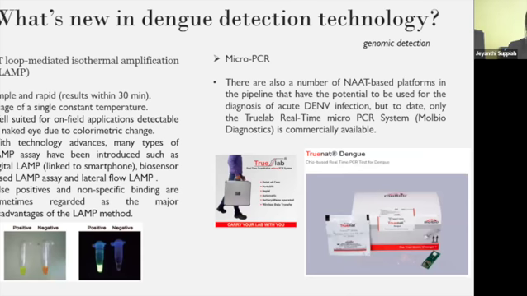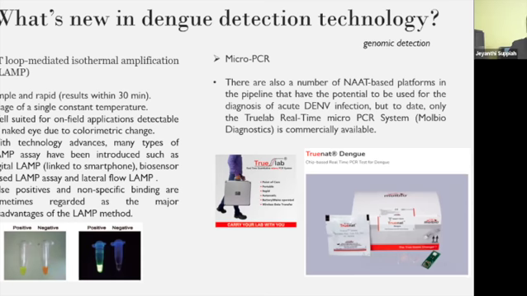And with technology advances, now LAMP has been upgraded, where it has been introduced, such as digital LAMP. They have linked it to a smartphone for you to view the results. Some of them have also incorporated biosensors with LAMP, and they have also innovated lateral flow based LAMP. But the problem with LAMP is false positives and non-specific binding. So these are sometimes regarded as the major disadvantages of the LAMP method.